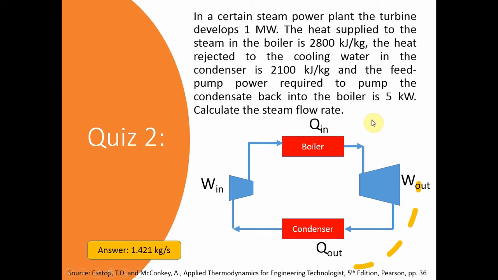The first thing is you have to carefully think about this question, apply your knowledge of systems, and draw the system boundary correctly, and then try the question. This is a question I have taken from the Applied Thermodynamics for Engineering Technologists book, and this question is worked out there. The answer given is 1.421 kilograms per second. See if you are getting the same answer or something very close to this. Pause this video and try this question and bring your solution into the lecture for discussion.